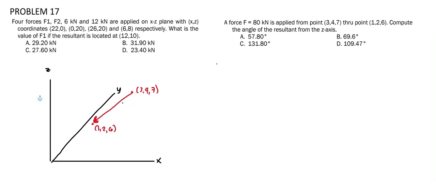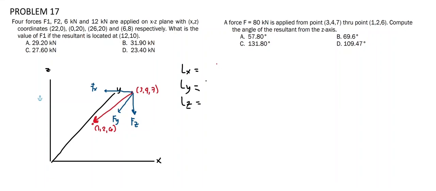Now to solve for the angle of the resultant, we need to solve for the components of the force vector. So we have a component acting along the x direction, let's call this Fx, and a component acting along the y direction, we call this Fy, and in the z direction, we call this Fz. So to solve for these components, we need to solve for the length of the force vector. So to solve for the length acting in the x, y, and z direction, we subtract the coordinates going from the head to the tail of the vector.